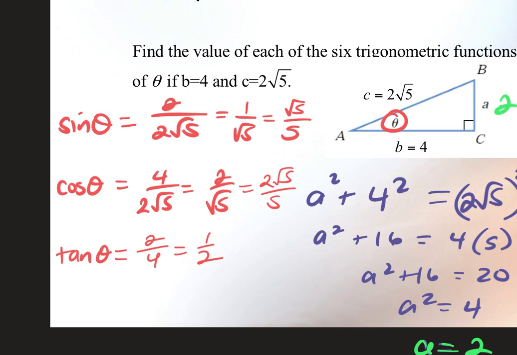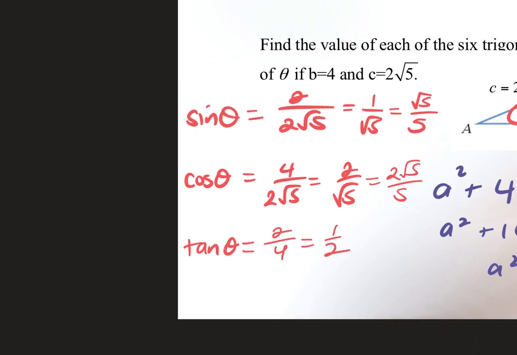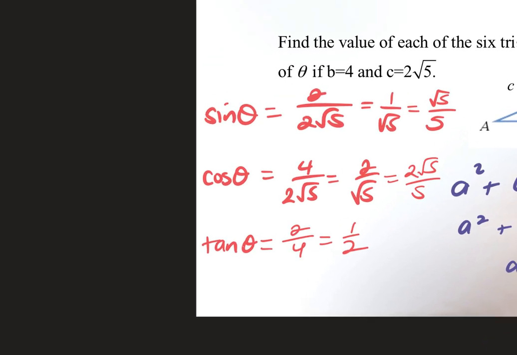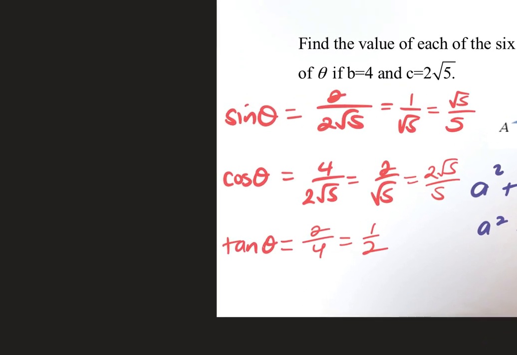Now, when I find the reciprocal functions, my advice is if you have rationalized, go back to before you rationalize. So when I want to find the cosecant, I don't want to come to the end and flip root 5 over 5. I'm going to re-rationalize something I already rationalized. Instead, I go to before I rationalize. So I would come to the part that is 1 over root 5 and flip it from there. And I just get root 5.